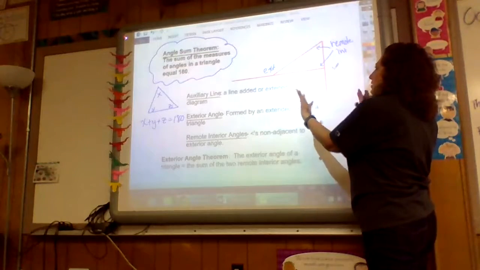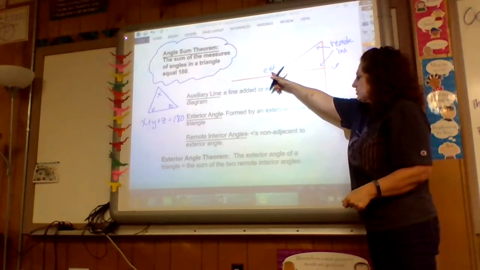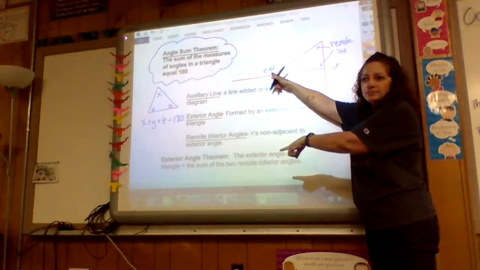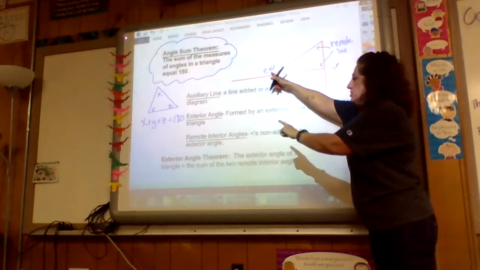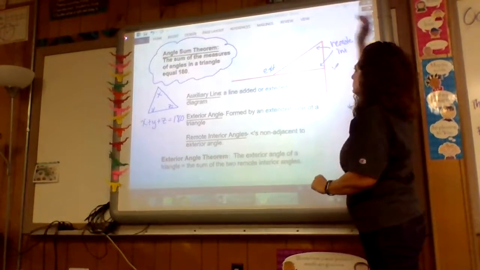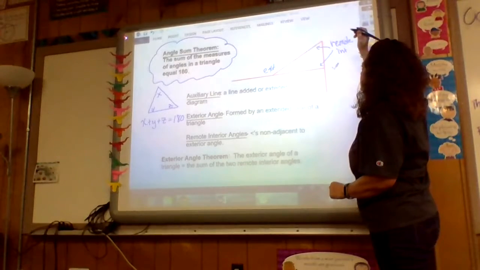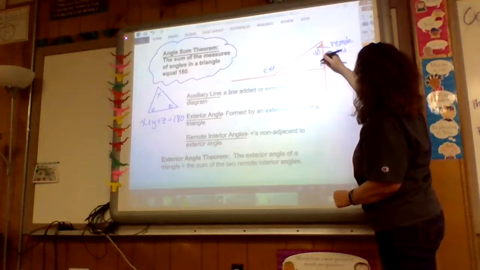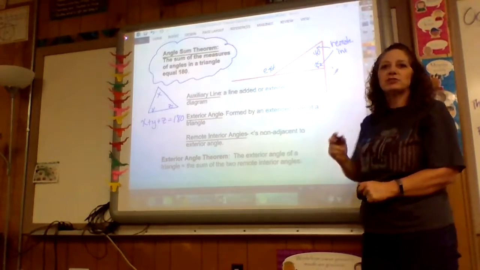Okay, then we have our exterior angle theorem. So once we know where those are in your triangle, this is what we know about them. The exterior angle of a triangle will always equal the sum. Sum meaning what? Total. Total when you add. So the exterior angle of a triangle will always equal the sum of the two remote interiors. Let's put some numbers to it. So let's say this interior angle is 40 and this one is 85. Okay, I'll write those in on your picture for me, please.